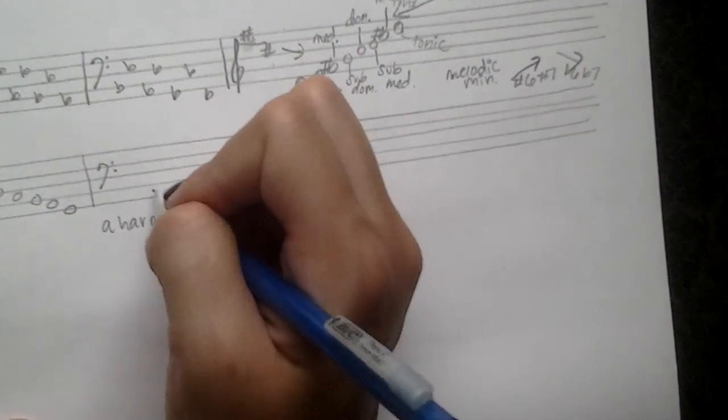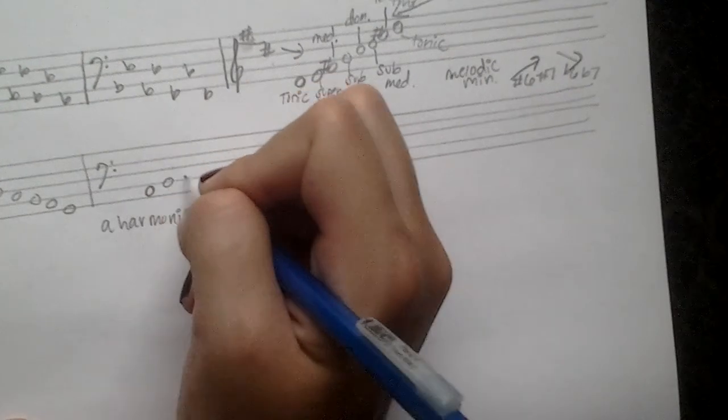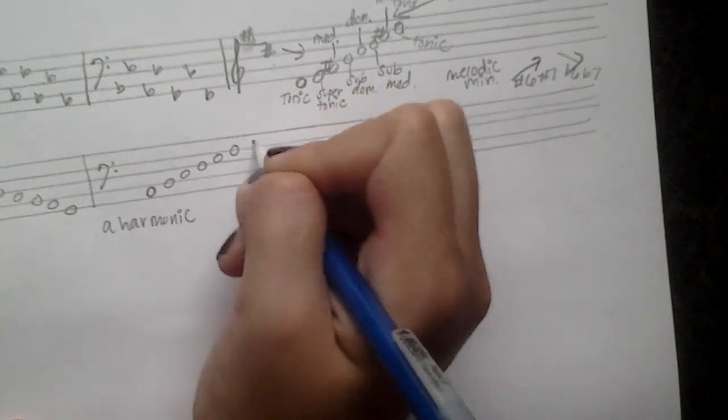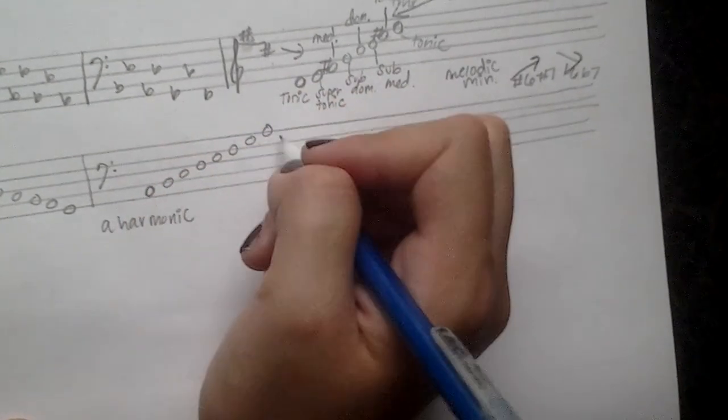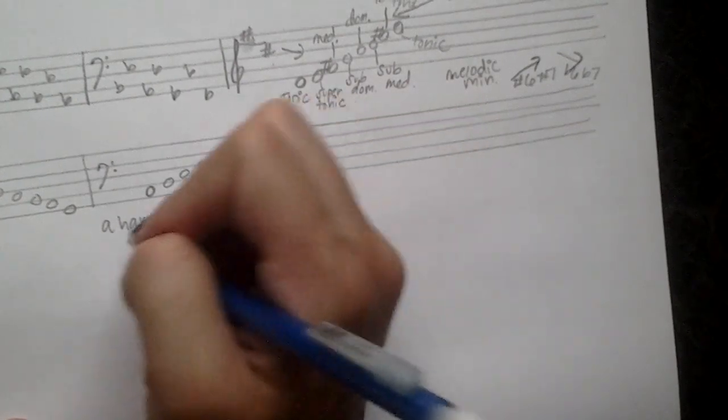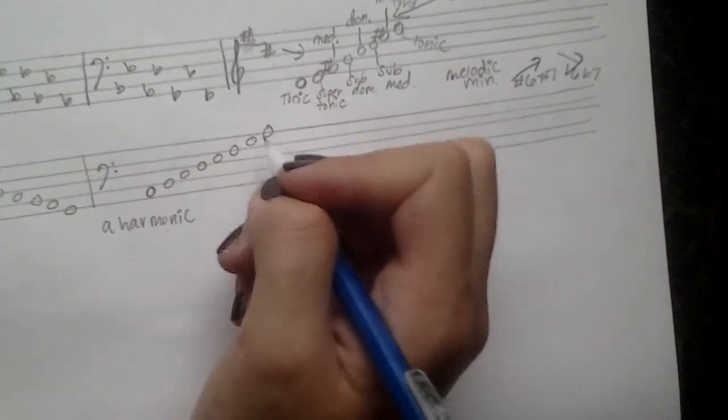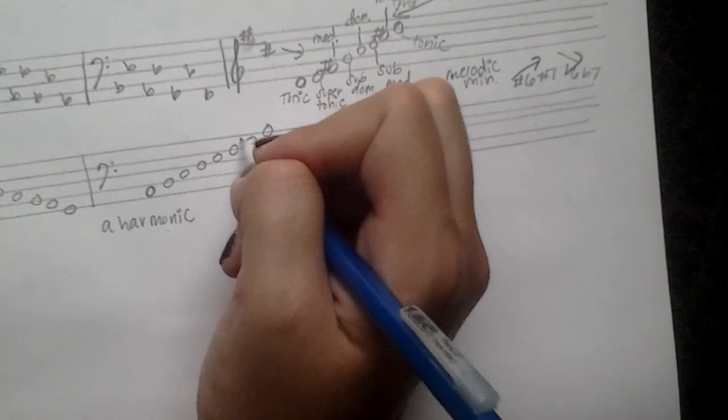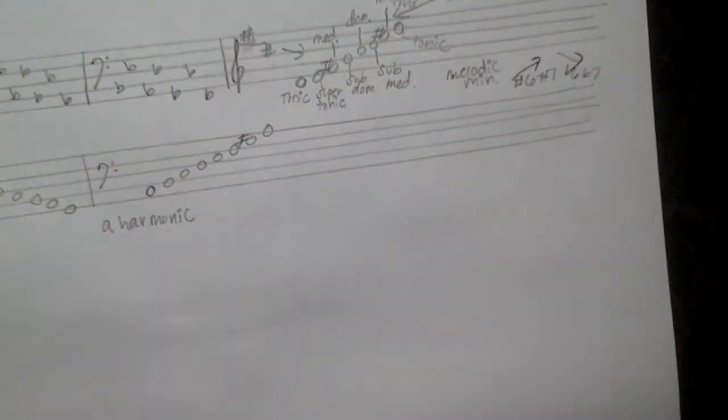So for A harmonic minor, we're going to start on A and go all the way up to A. And then we need, since it's harmonic, we need to raise the leading tone. And that's all that would need to be done.